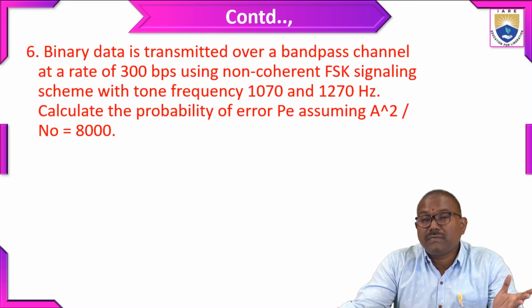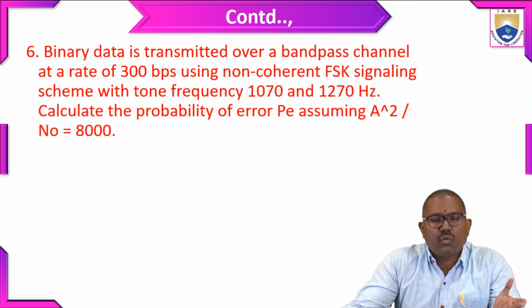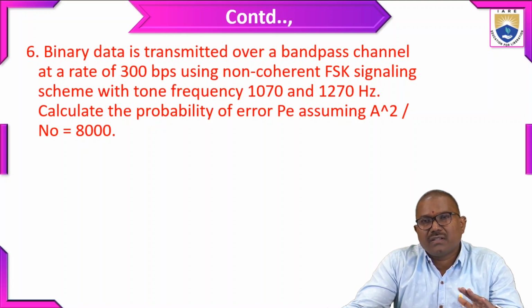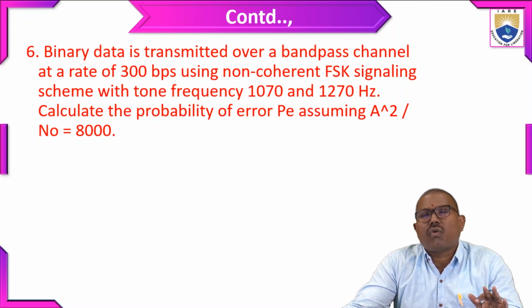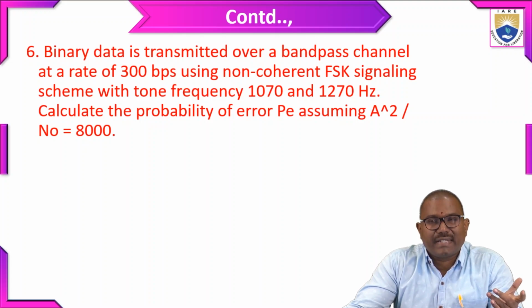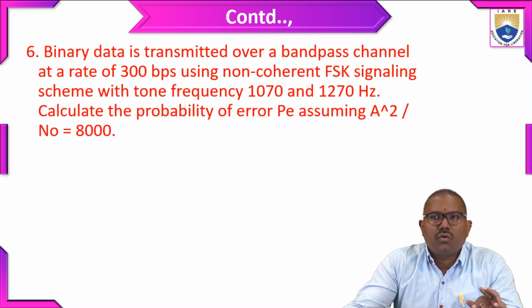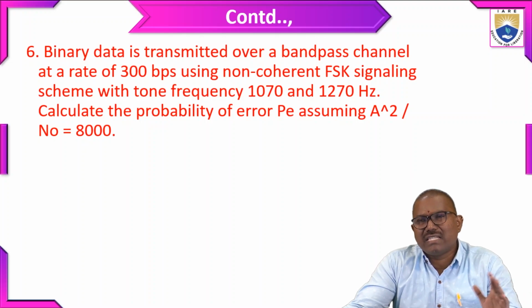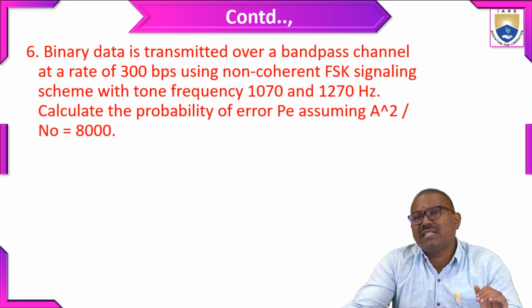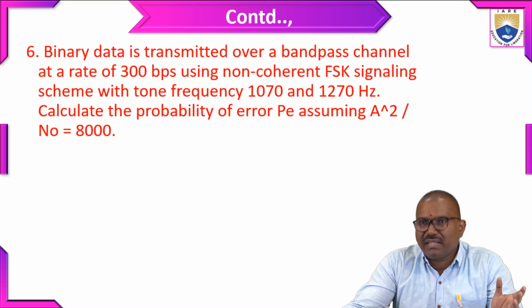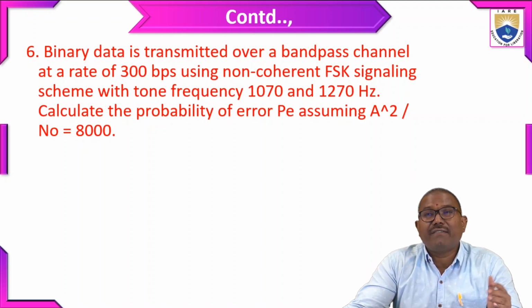Already in theory we discussed what ASK, PSK and FSK are. These are all binary, which means you can send either a 0 or a 1 bit at a time. In FSK, we send symbol 1 and symbol 0 with different frequencies.